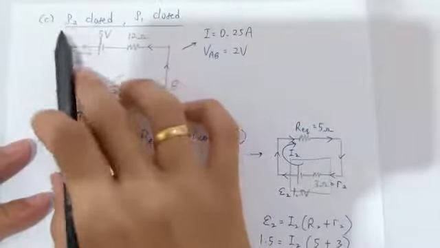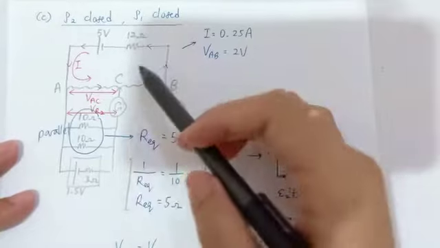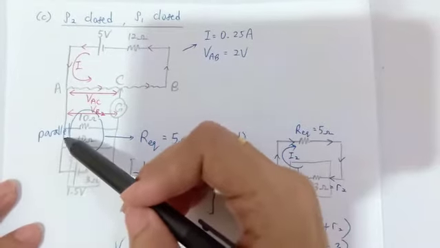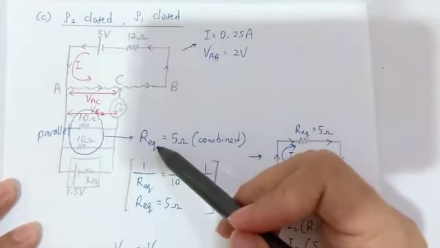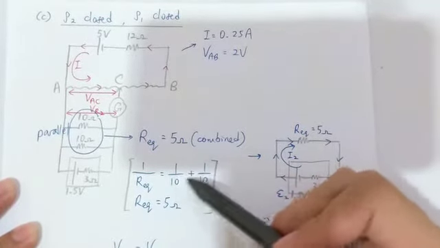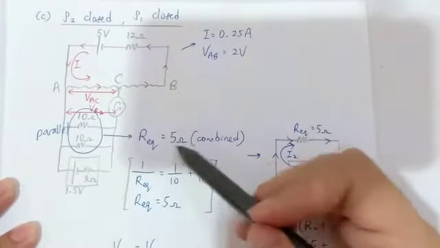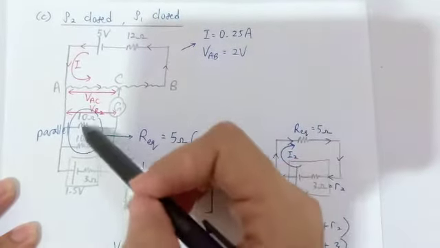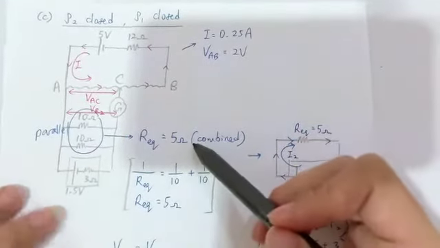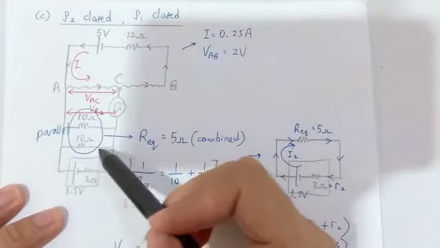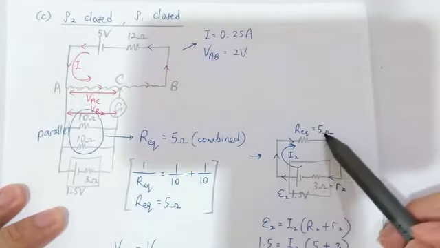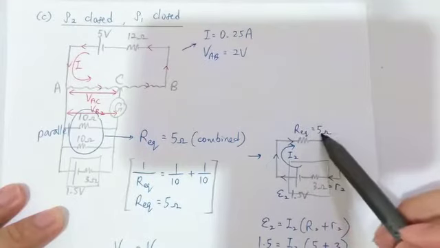So for the case S2 closed, S1 also closed, this is the circuit. You have two 10 ohm resistors in parallel. You need to combine them to become the equivalent resistance. When combined in parallel, 1 over R equals 1 over 10 plus 1 over 10. The equivalent is 5 ohm. So the bottom circuit, after combining, becomes like this, with an equivalent of 5 ohm.